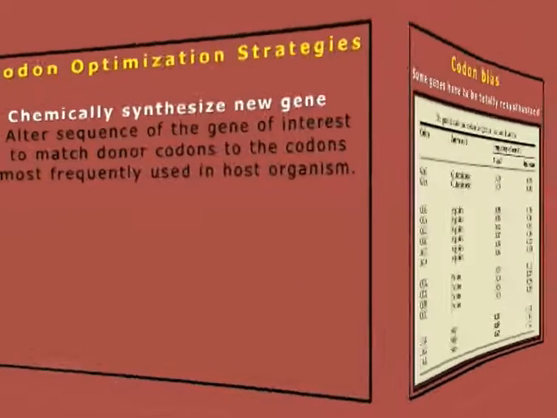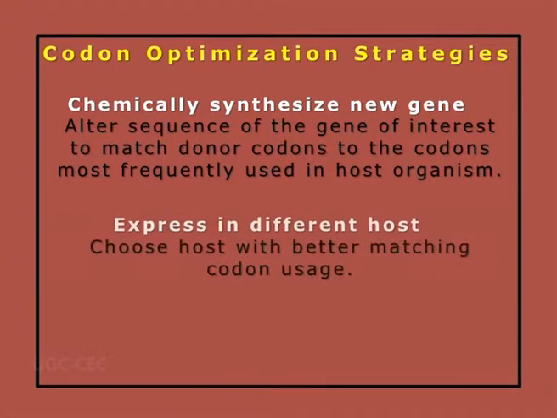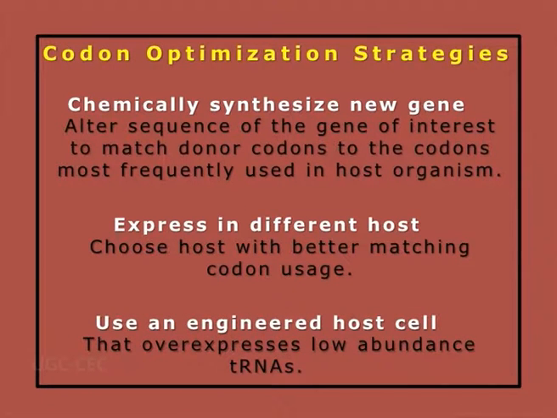How can we do it? We can chemically synthesize new genes wherein we replace the codons with codons which can easily be recognized by the tRNAs present in the host cell. Or we may have to change the host, meaning we may express the protein in a new host where the corresponding tRNAs are present. And the third option is to use an engineered host cell.